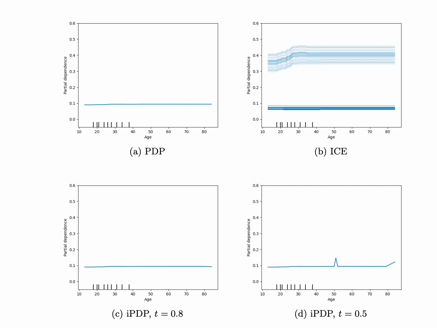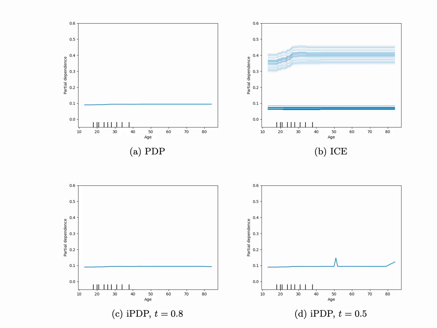These figures illustrate the difference between PDP and IPDP when the threshold is set to 0.8 and 0.5 for the age feature in the dataset. Figure 1a shows that PDP is unable to capture any interesting observations for the age feature. However, we see in Figure 1b that the data does exhibit some patterns.